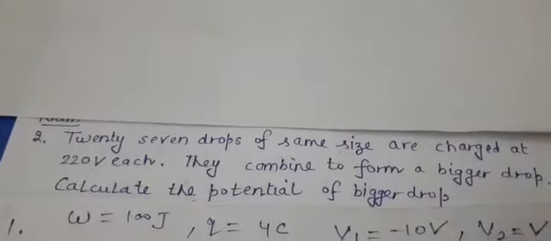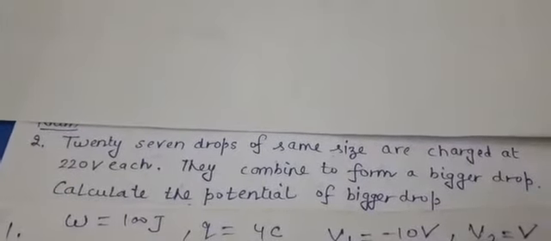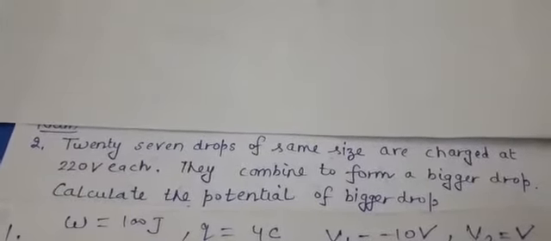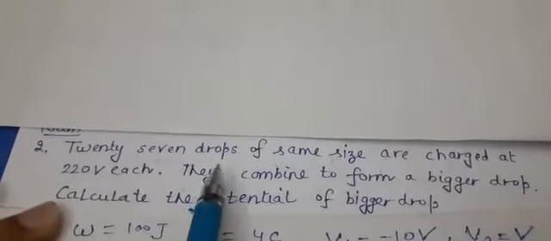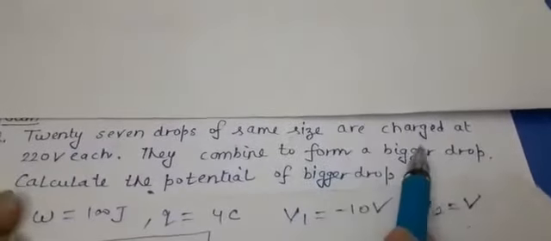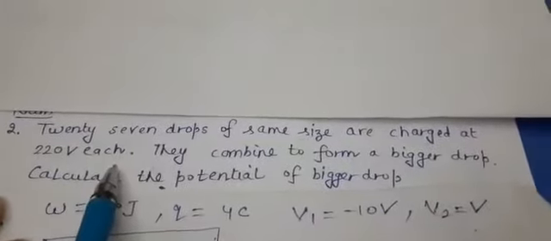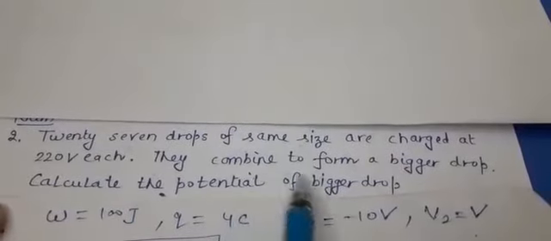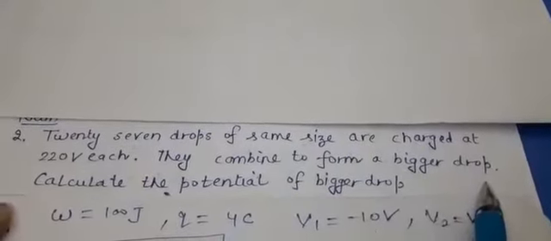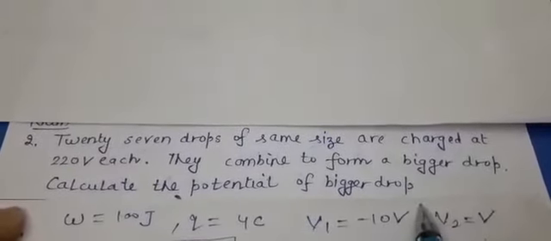Now after this numerical, let me take another numerical. This is very, very important. First of all, let me understand the statement. 27 drops of same size are charged at 220 volt each. They combine to form a bigger drop. Calculate the potential of the bigger drop.